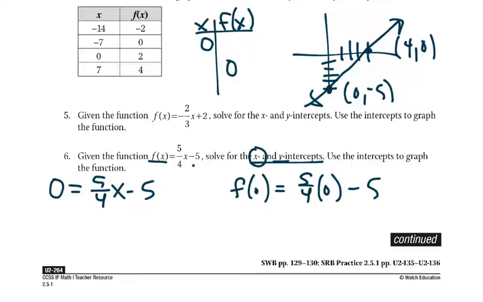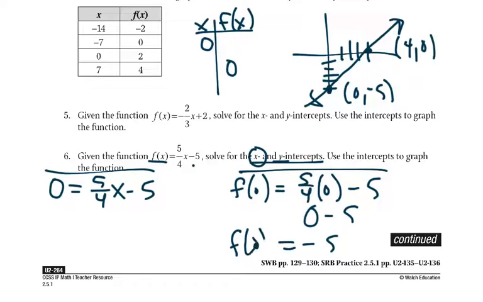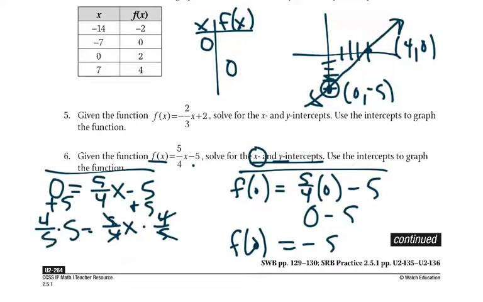And then we solve for x, or we just simplify. So that becomes 0 minus 5, negative 5. That one's easy to do, right? And that's where we got that. Then for this one, you could add 5. So 5 equals 5 over 4x, times by 4 over 5. Those would cancel. You get 4 equals x, which is what we got. Okay.